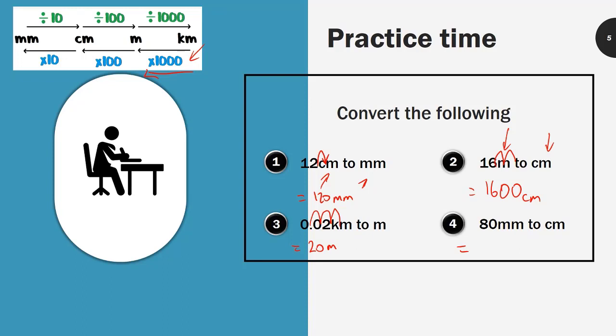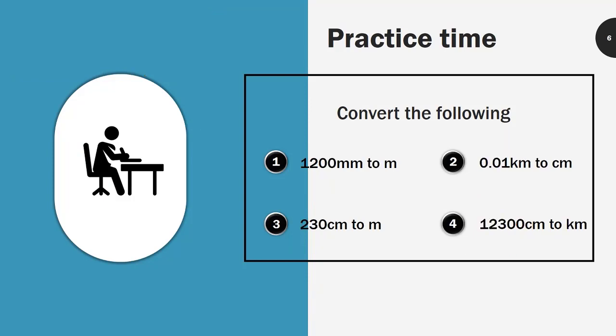And the last one, millimeters to centimeters. So this time I'm heading in the other direction. I'm going this way, millimeters to centimeters, which means I need to divide. So I need to go left, and my decimal point goes one place to the left. So I end up with 8, not S, 8 centimeters.